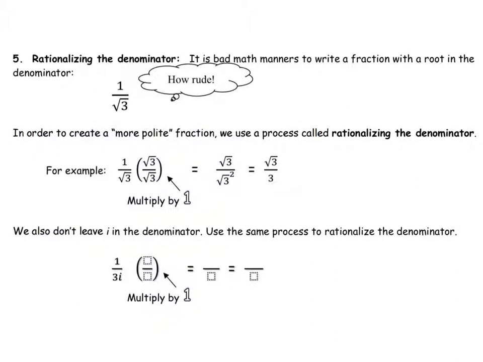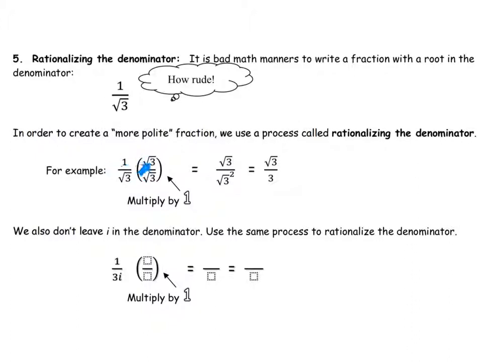Finally, rationalizing the denominator. This is one of those things that I don't know if it's relevant at all anymore, but in many circles, we don't want to have a square root in the denominator, so we rationalize it. We rationalize it by multiplying by 1. Anytime you divide something by itself, it's 1. So when we multiply by 1, that can take on many forms. So if we're trying to get rid of a square root of 3, we multiply by the square root of 3 over the square root of 3.